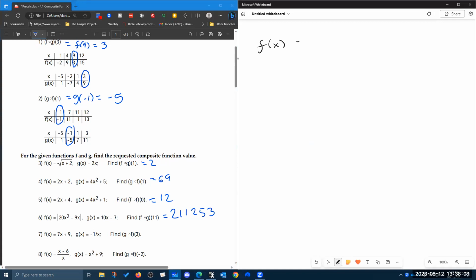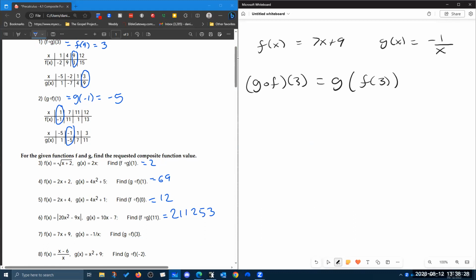f of x is now 7x plus 9, and g of x is equal to negative 1 divided by x. We want to find g of f of 3. So f of 3 is 7 times 3 plus 9. It's 21 plus 9, which is 30. Then g of 30 is going to be negative 1 divided by 30.